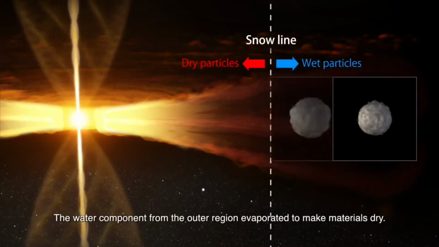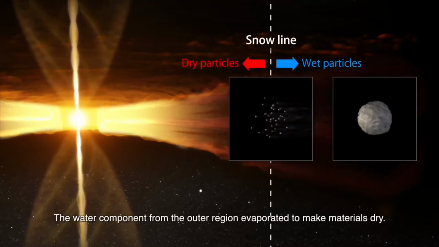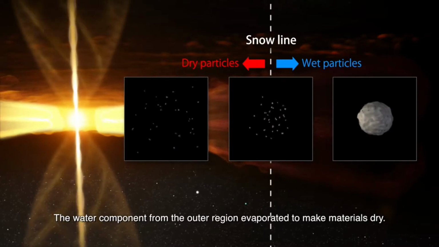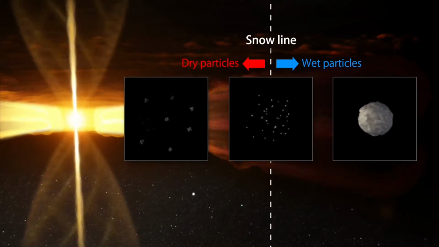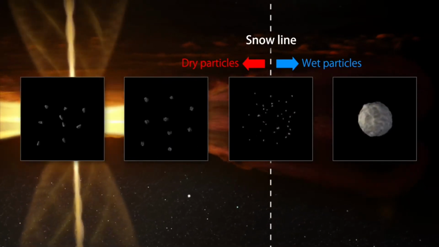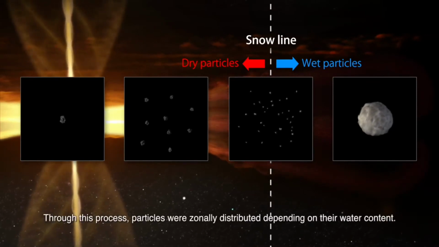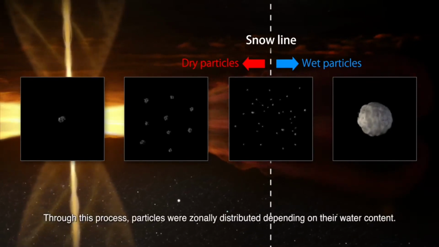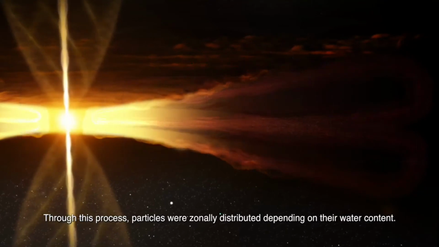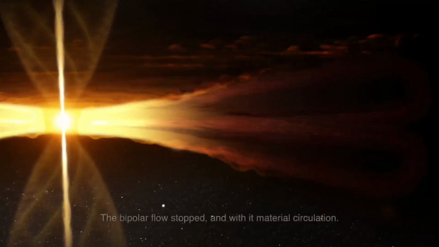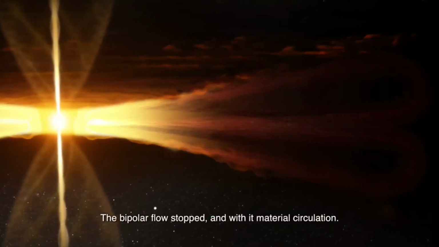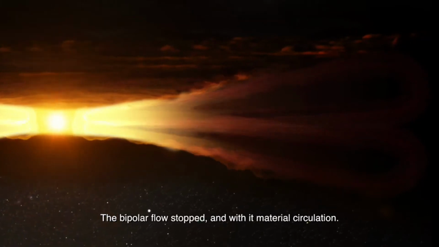The water component from the outer region evaporated to make materials dry. Through this process, particles were zonally distributed depending on their water content. The bipolar flow stopped, and with it, material circulation.